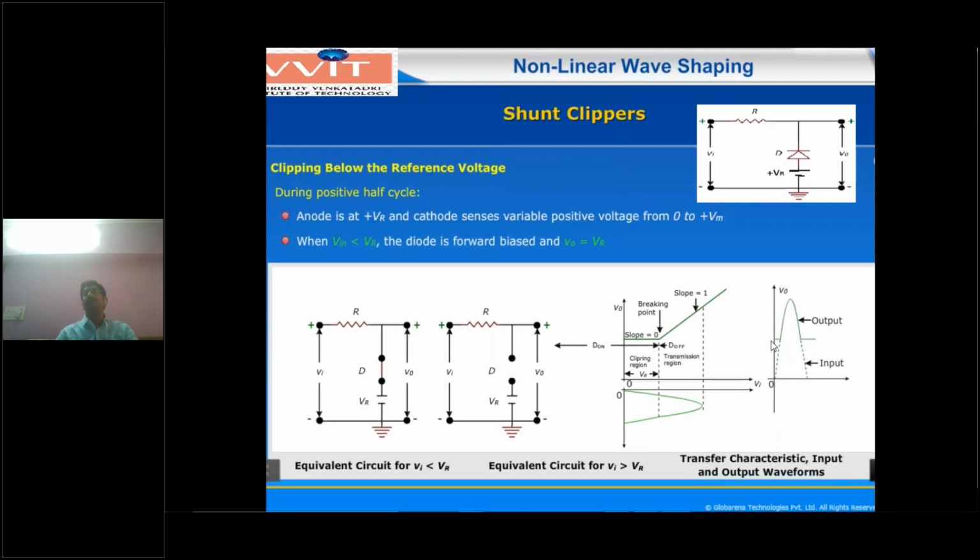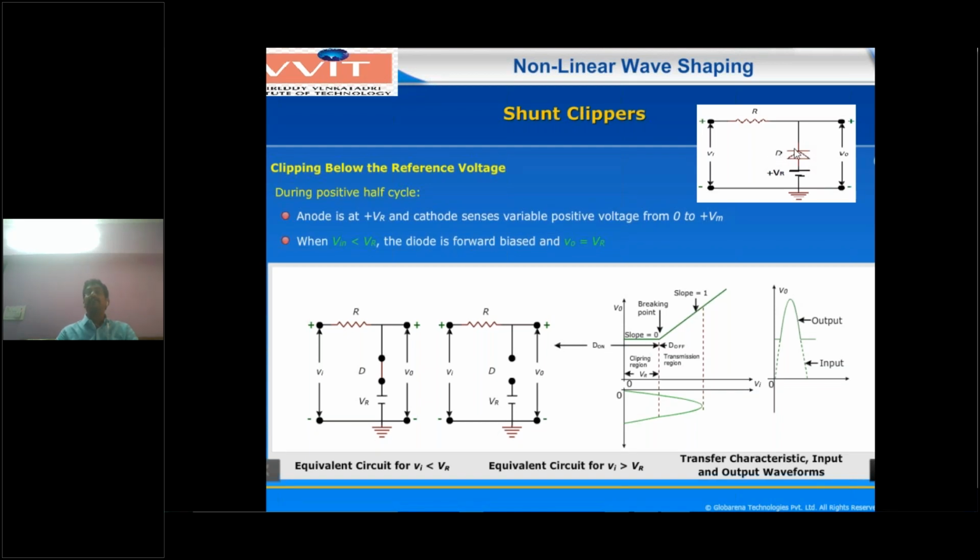Let us take an example: reference voltage is assuming 3 volts. Input voltage is 5 volts peak value. So in between 3 to 5 volts input voltage, that means here will be positive voltage, more positive. Let us take an example, 5 volts here and 3 volts here. So the diode will be in off condition.